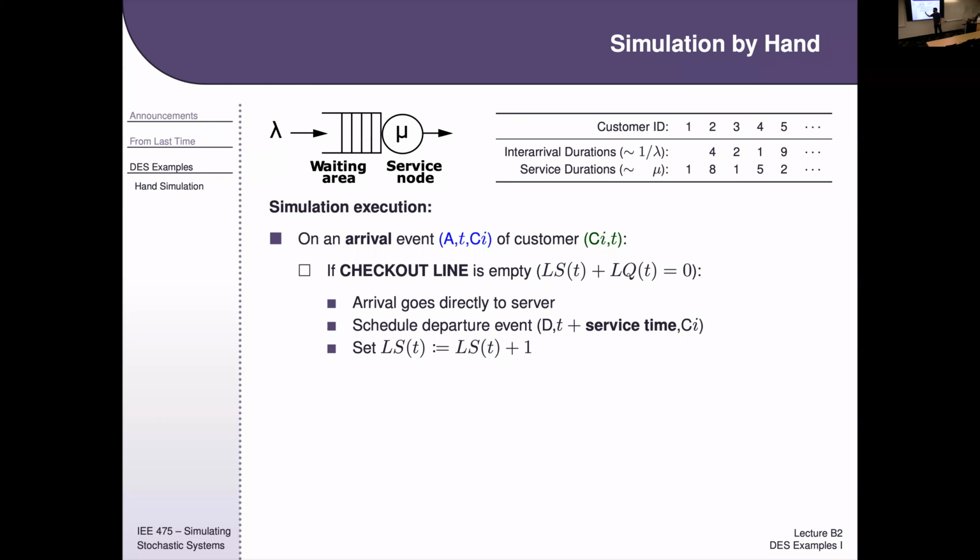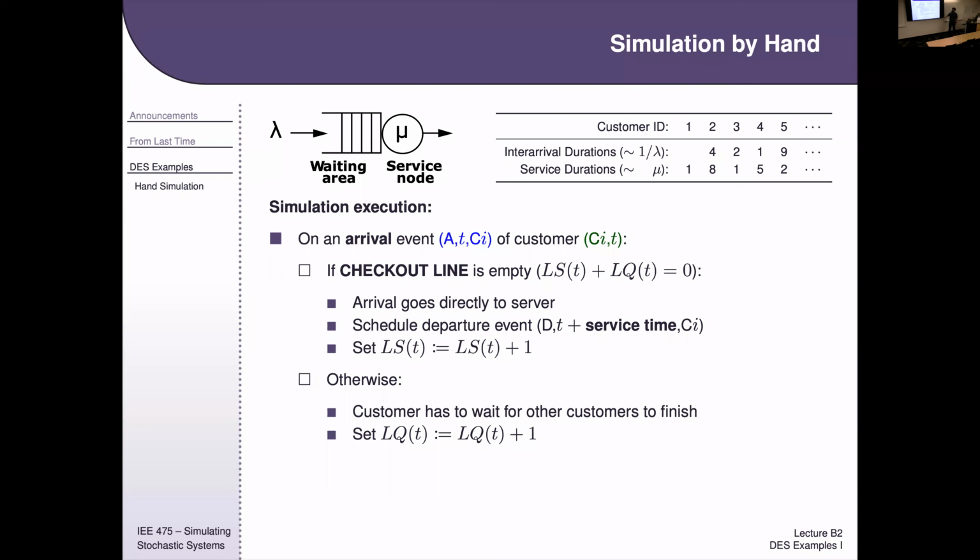So you could just say I'm going to set it equal to 1, but I just do this in the general form because technically your server could have more capacity than 1. And so this is technically what's going on. But in this case, it only has a capacity of 1. So it's either going to be 0 or 1. Otherwise, if on arrival event, the checkout line is not empty, the customer has to wait.